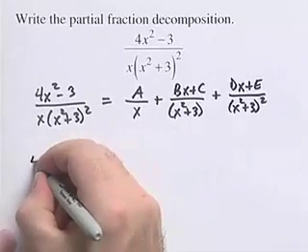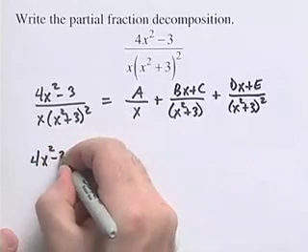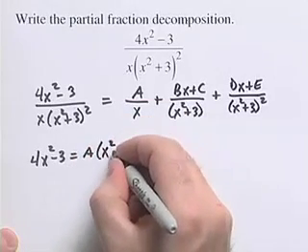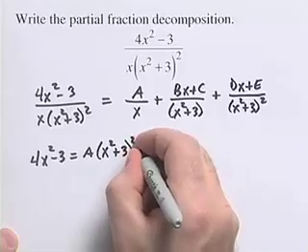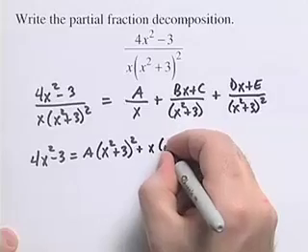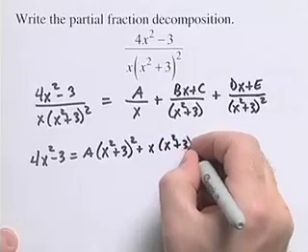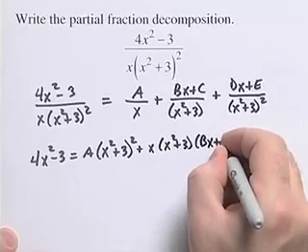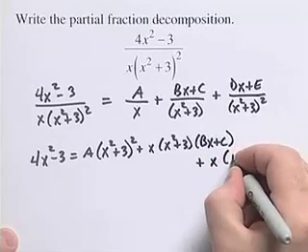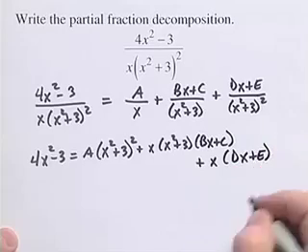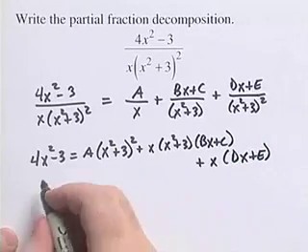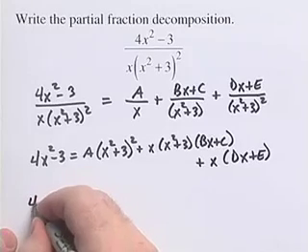That'll give us the identity 4x squared minus 3 is equal to a times (x squared plus 3) quantity squared plus x times (x squared plus 3) times (bx plus c) plus x times (dx plus e). Now we need to collect like terms. When we do that, we're going to get an equivalent equation.